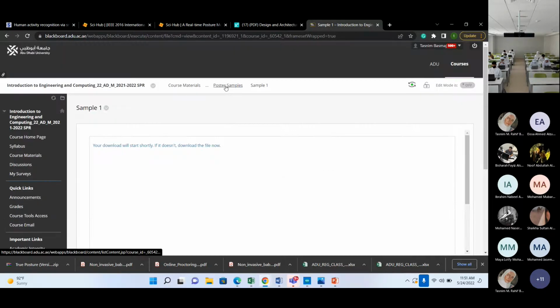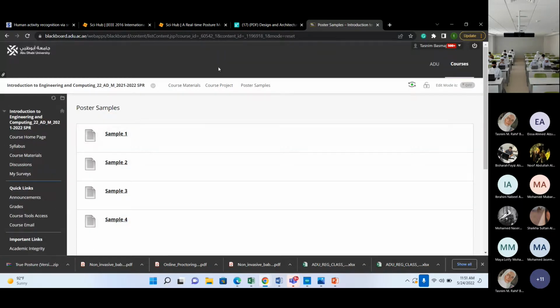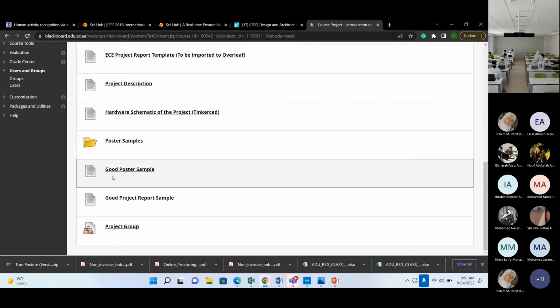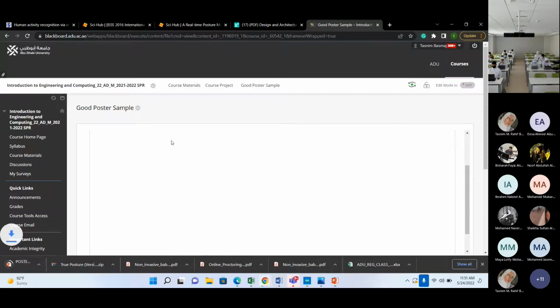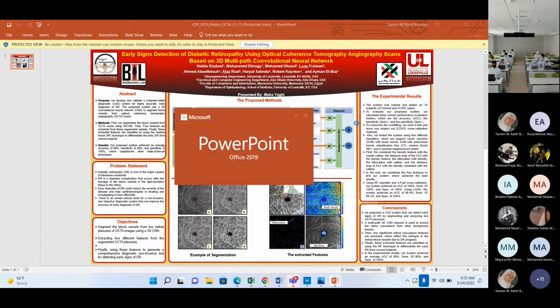Meanwhile, I'm going to go back and open as well. You have 4 samples here that you can refer to, guys. And the one that says good poster sample was prepared by students in a previous iteration. So this actually shows you how your poster is almost going to look.